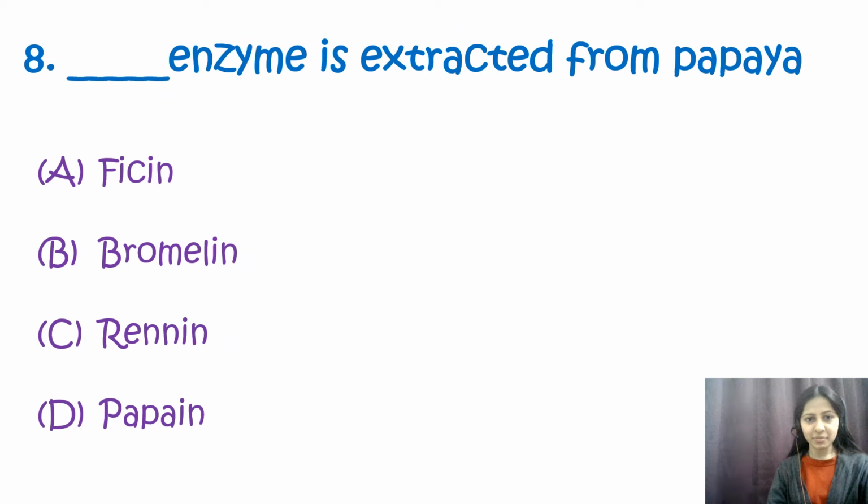Question number 8. Which enzyme is extracted from papaya? Options are A. Ficin, B. Bromelain, C. Rennin, and D. Papain. So the correct option will be option number D, that is papain.